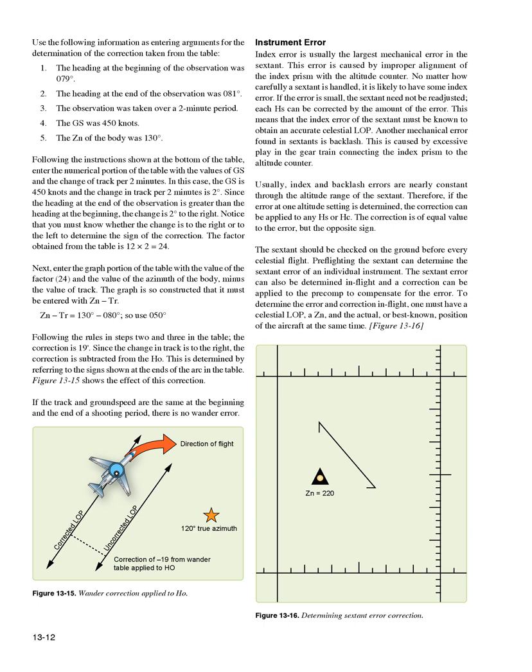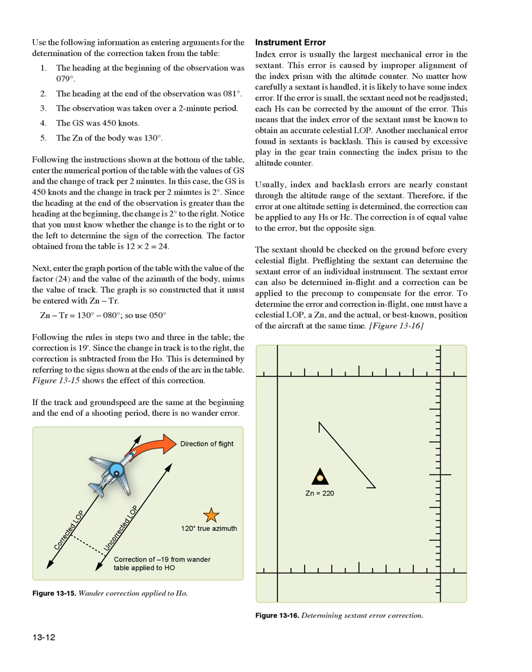Another mechanical error found in sextants is backlash. This is caused by excessive play in the gear train connecting the index prism to the altitude counter. Usually, index and backlash errors are nearly constant through the altitude range of the sextant. Therefore, if the error at one altitude setting is determined, the correction can be applied to any HS or HC. The correction is of equal value to the error, but the opposite sign.